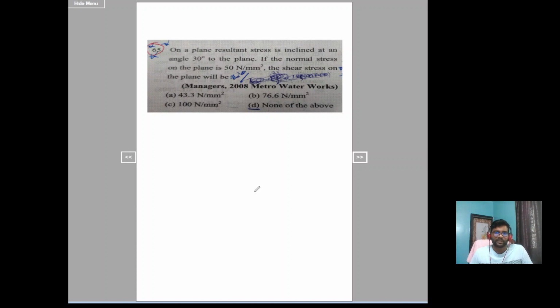On a plane, the resultant stress is inclined at an angle of 30 degrees to the plane. If the normal stress on the plane is 50 megapascal, the shear stress on the plane will be. Now you should know what he's saying. Let's take some plane like this. On this plane, let's take this as the normal stress, and this is the shear stress. Okay, so the resultant stress is like this, let's call it sigma resultant.